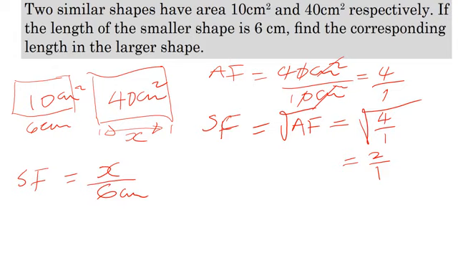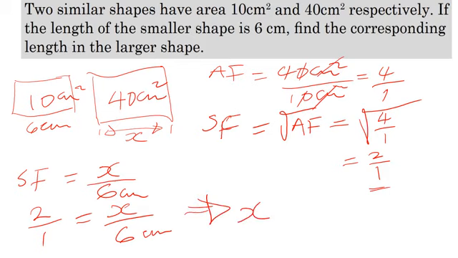But we already found the scale factor here. We know it. So we just put 2 over 1 there, which will be equal to x over 6 centimeters. Which means that x, if you make it the subject of the formula by cross multiplying, will be equal to 6 centimeters multiplied by 2, which is 12 centimeters. Which means the length of this bigger shape is 12 centimeters.